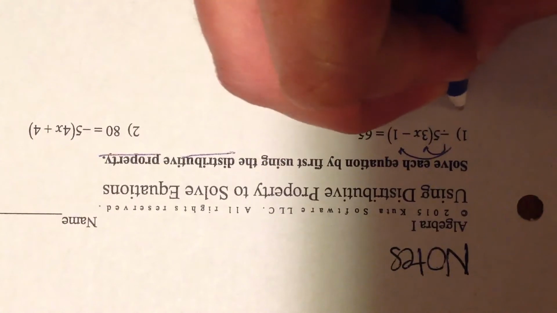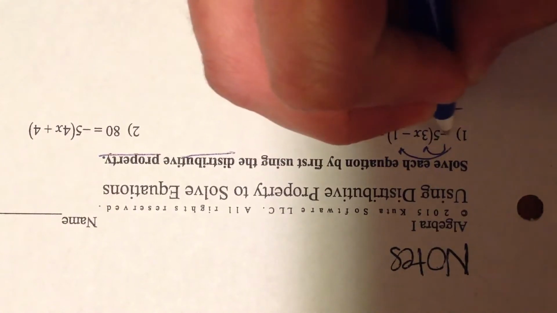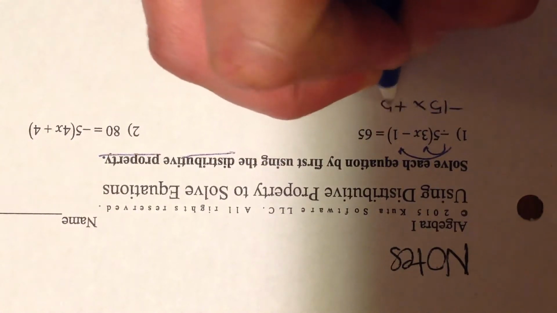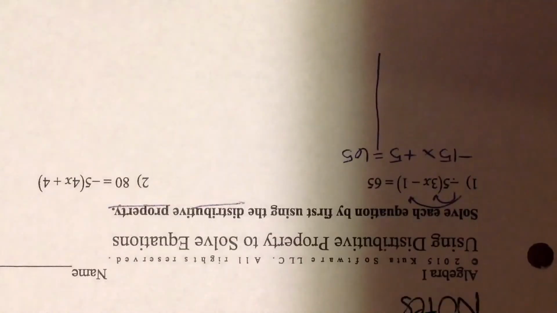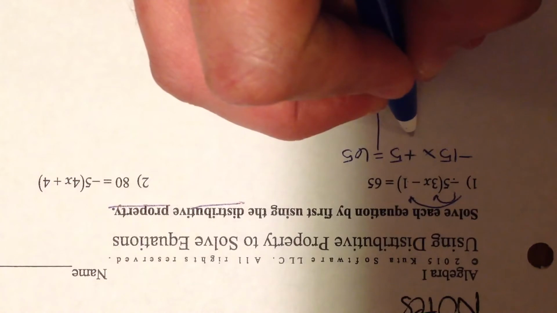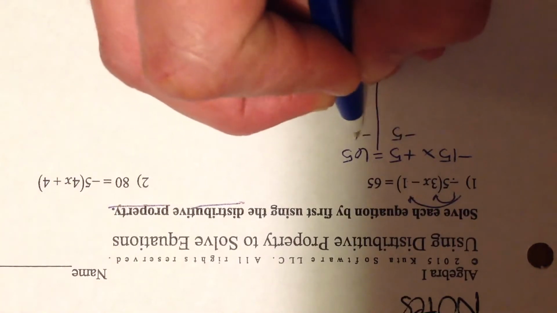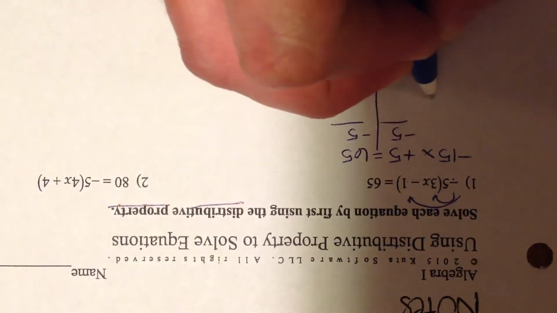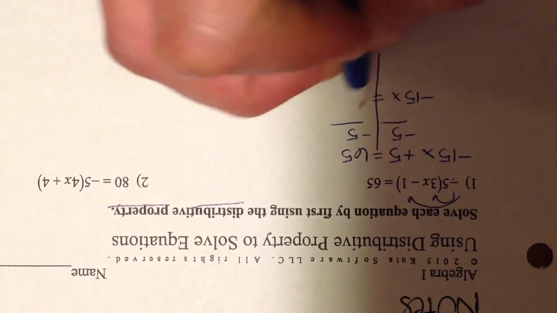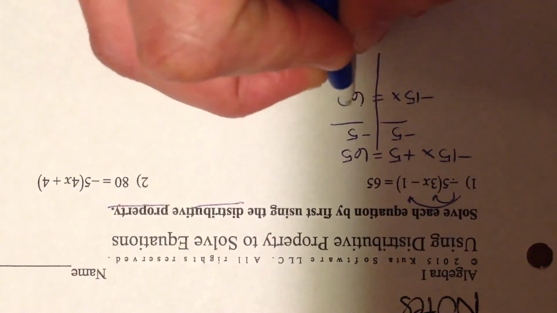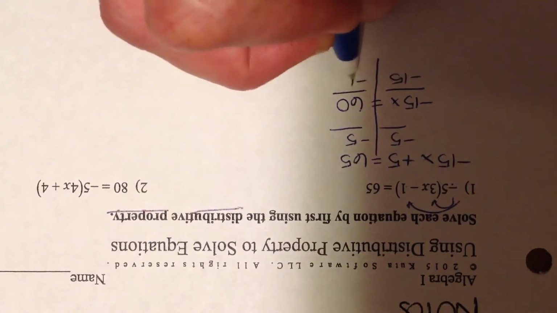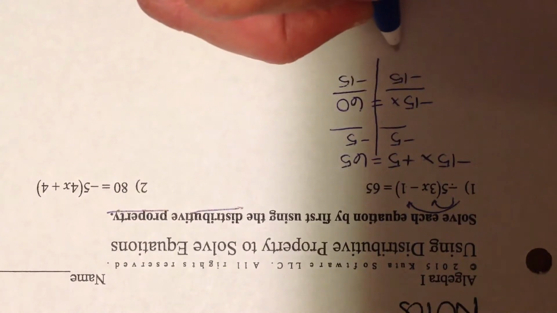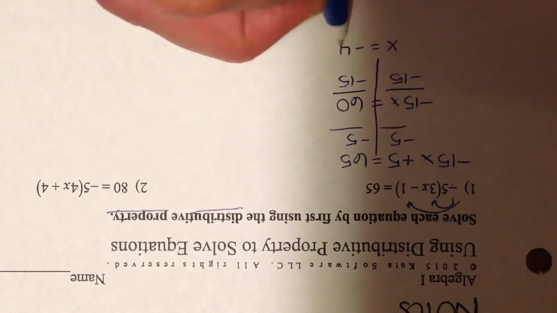Negative 5 times 3x is negative 15x. Negative 5 times negative 1 is positive 5, and that equals 65. Now it becomes a two-step equation. We undo adding 5 by subtracting 5 on both sides. We still have negative 15x on this side. 65 minus 5 is 60. We then divide by negative 15. 60 divided by negative 15 is negative 4.